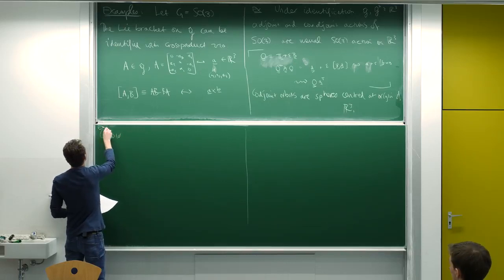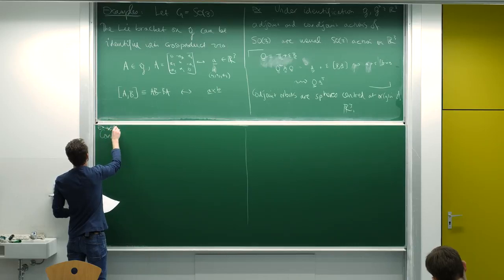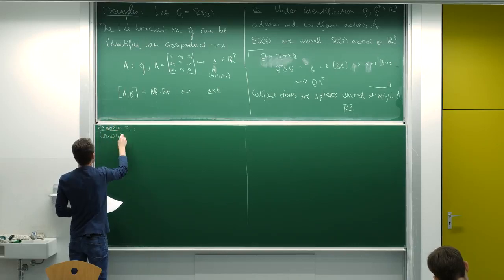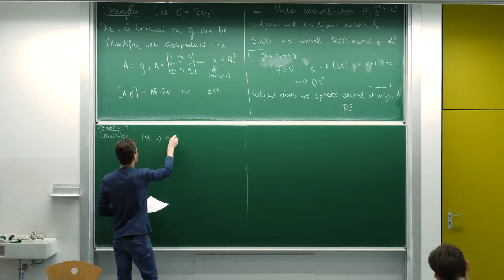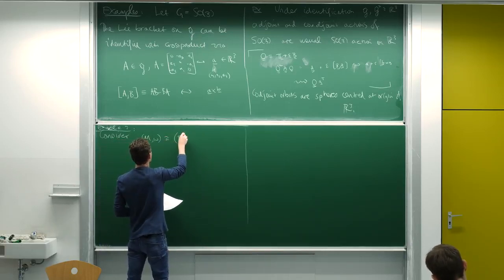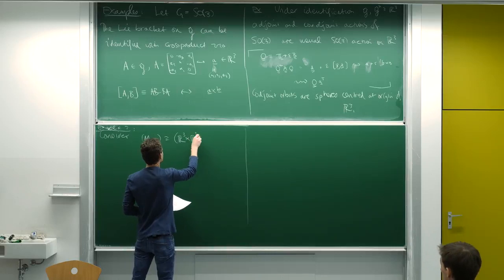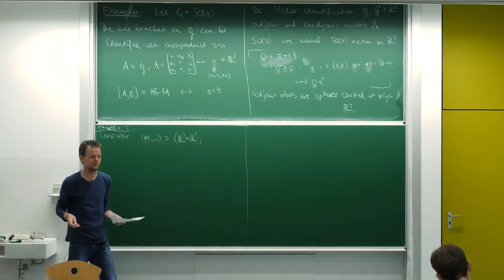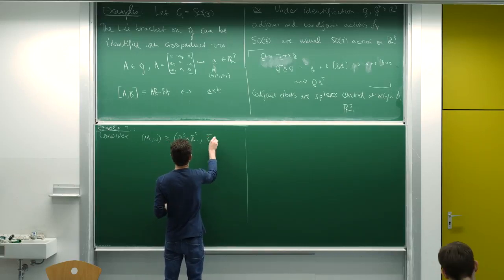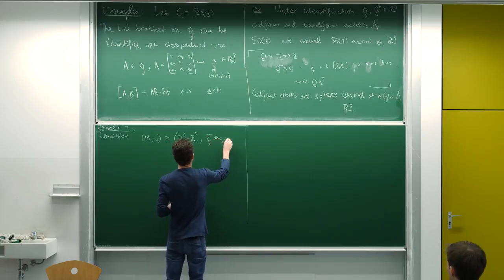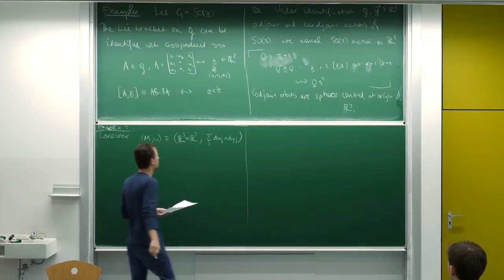So this is example 2. So usual phase space, 3-dimensional phase space, and we're going to take for our 2 form the standard 2 form.